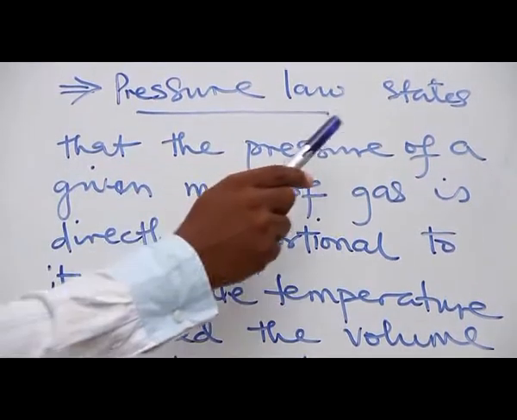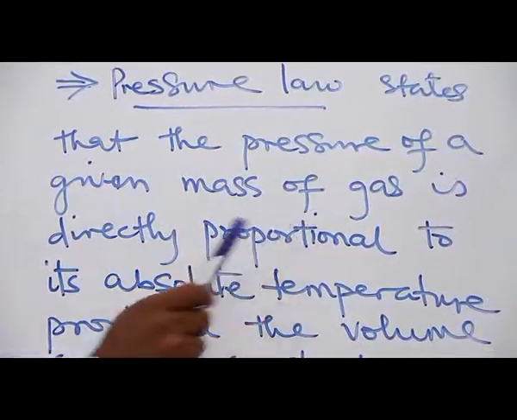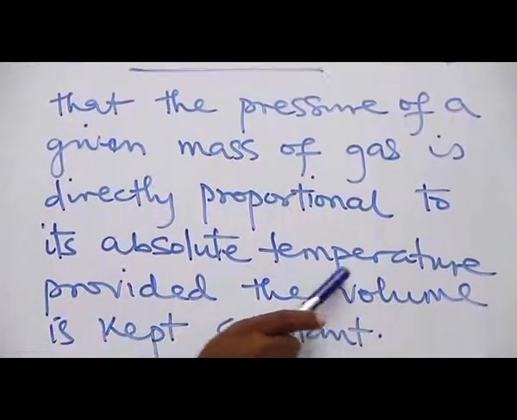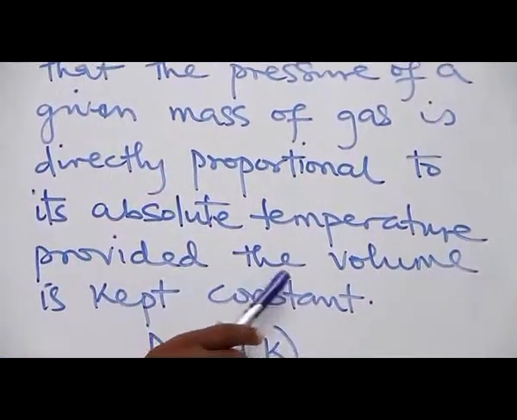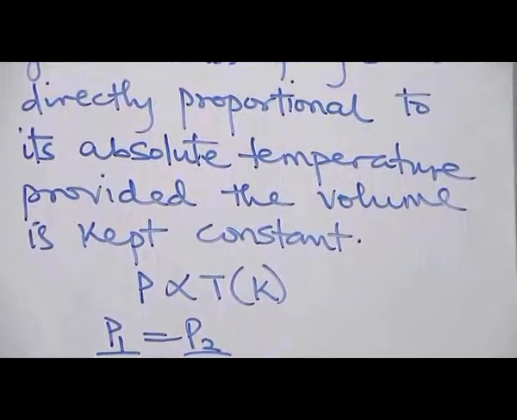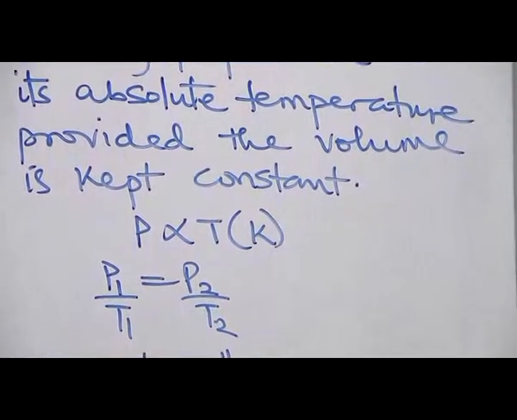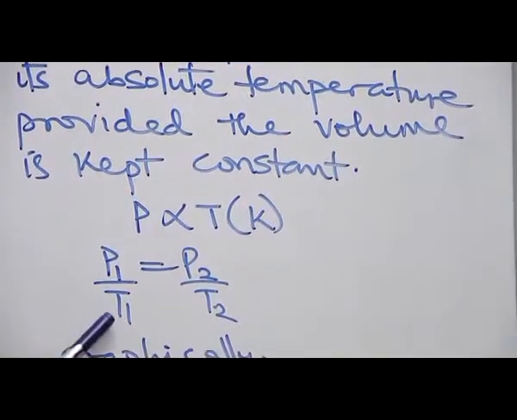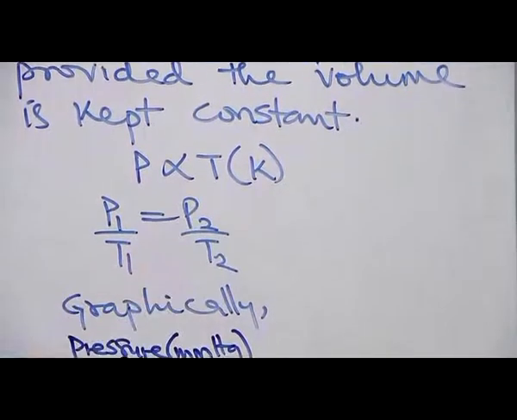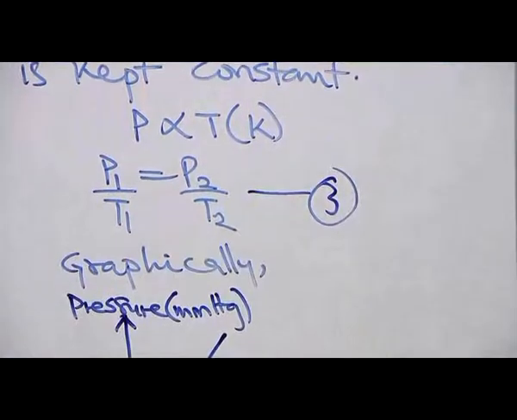Pressure law states that the pressure of a given mass of a gas is directly proportional to its absolute temperature, provided the volume is kept constant. Pressure is directly proportional to temperature in Kelvin. P1 over T1 is equal to P2 divided by T2. We take this as our equation 3.